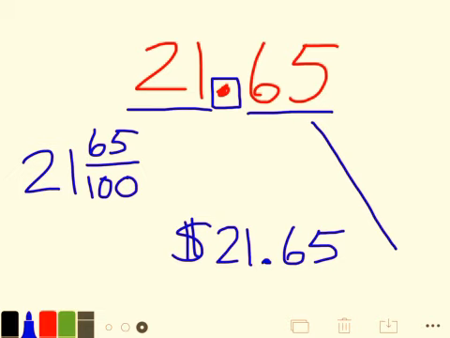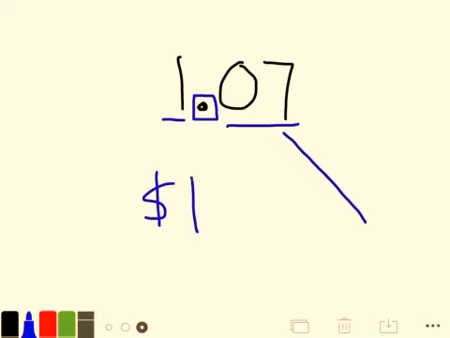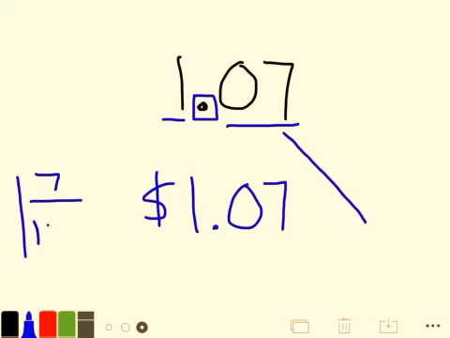Let me just show you one more where it might get a little tricky, but still not difficult. Now, you might see numbers today that look like this: 1.07. Now, as a decimal, you would read that as 1 and 7 hundredths, because you read the place that the 7 is in. As money, that would be $1 and 7 one-hundredths of a dollar, or 7 cents. So this would be $1 and 7 pennies. And as a fraction, it would be 1 and 7 one-hundredths.